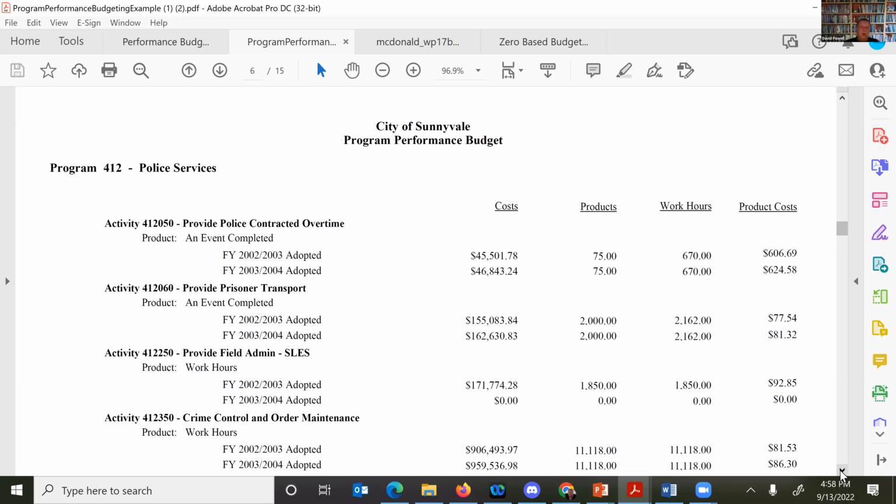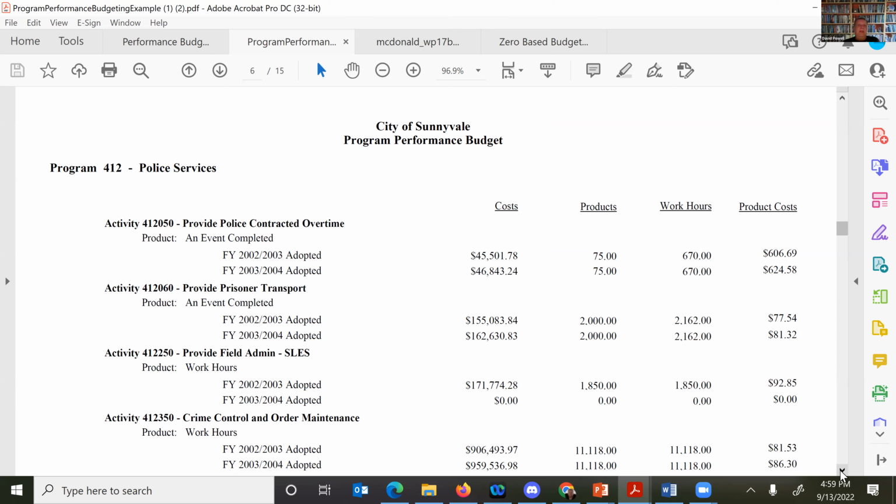So this is kind of this program / performance budget because it has elements of both the program budget as well as a performance-based budget. And again, I've got this example up on our website. You can go at your leisure and take a look at it because we really don't have time to dissect it here in class because we have a lot to cover.